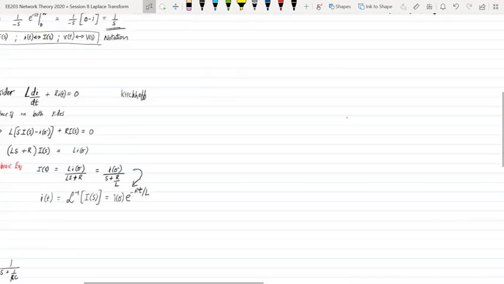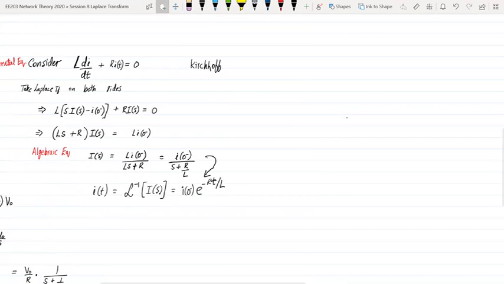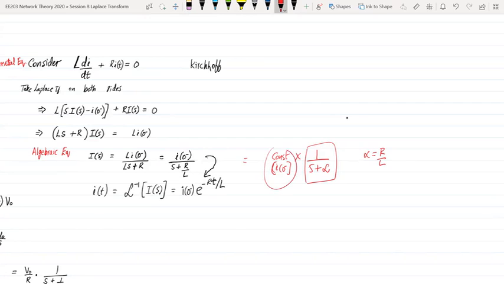For my equation with the inductor, I got the answer as I naught over S plus R by L, right? So this is a function of the form: some constant, which is I of 0 minus, times 1 by S plus alpha, where alpha is equal to R over L. Now I want to find out what is the inverse Laplace transform of this. The constant is just a constant, it's going to come out. So I need to find out what is the inverse Laplace transform of 1 over S plus alpha.